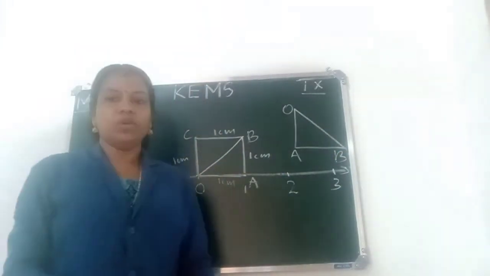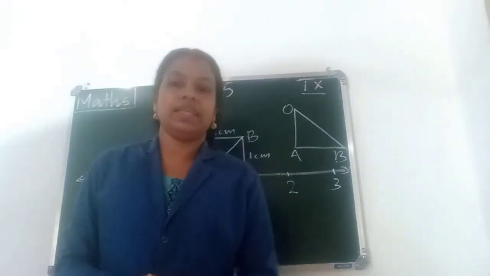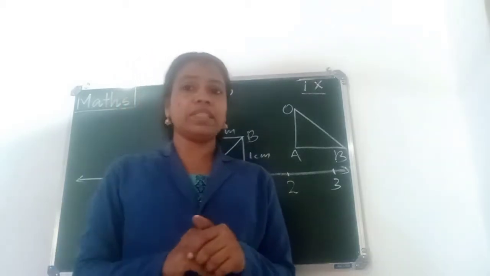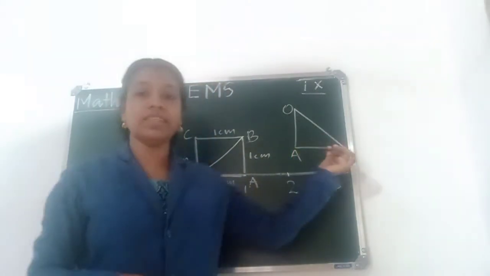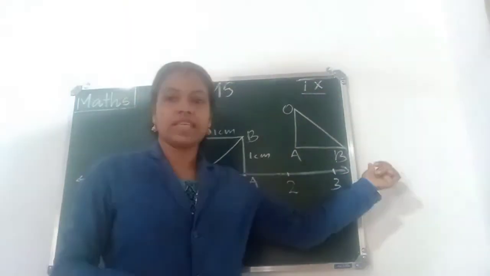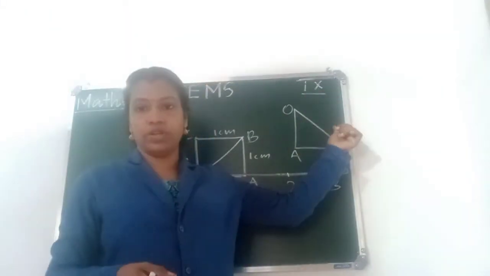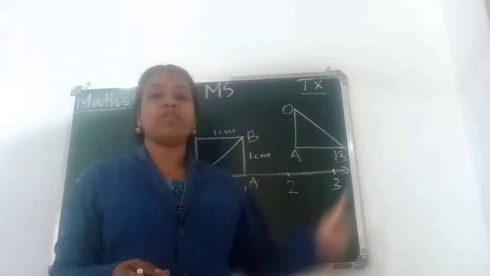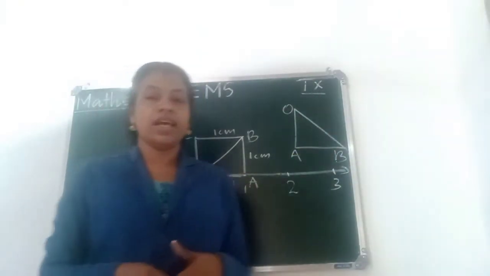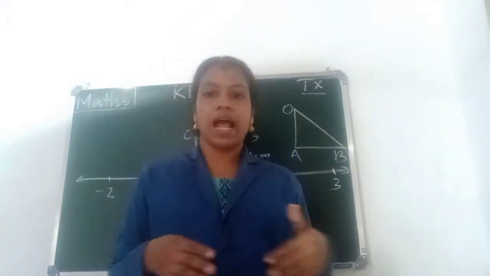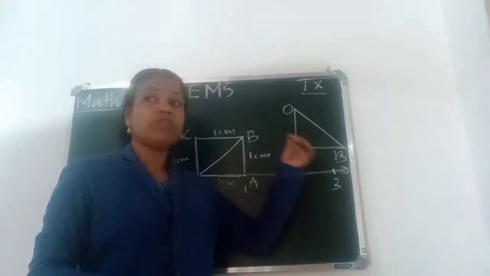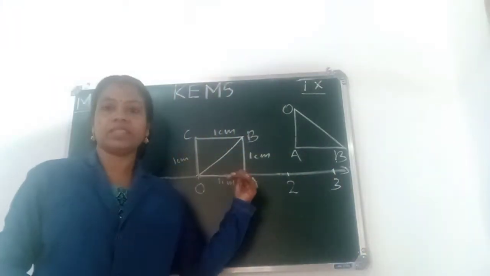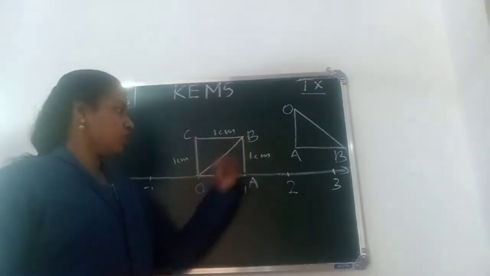Now, here we apply the Pythagoras theorem. What is Pythagoras theorem? Do you remember that? In a right angle triangle, the longest side square, that is hypotenuse square, is equal to the sum of the squares of the other two sides. That is Pythagoras theorem. Here we apply Pythagoras theorem.